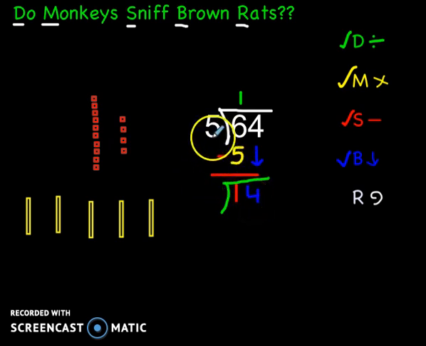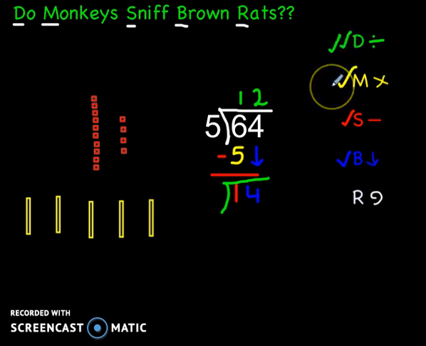So how many 5s can I pull out of 14? Well, when I skip count by 5s, I know that 5 times 1 is 5, 5 times 2 is 10, so 5 times 2 is getting me close. 5 times 3 is 15, so that's too much. So I go back to my 2, so I know that 14 divided by 5 is 2. And I put my 2 over my 1's place, and check, I just divided a second time.